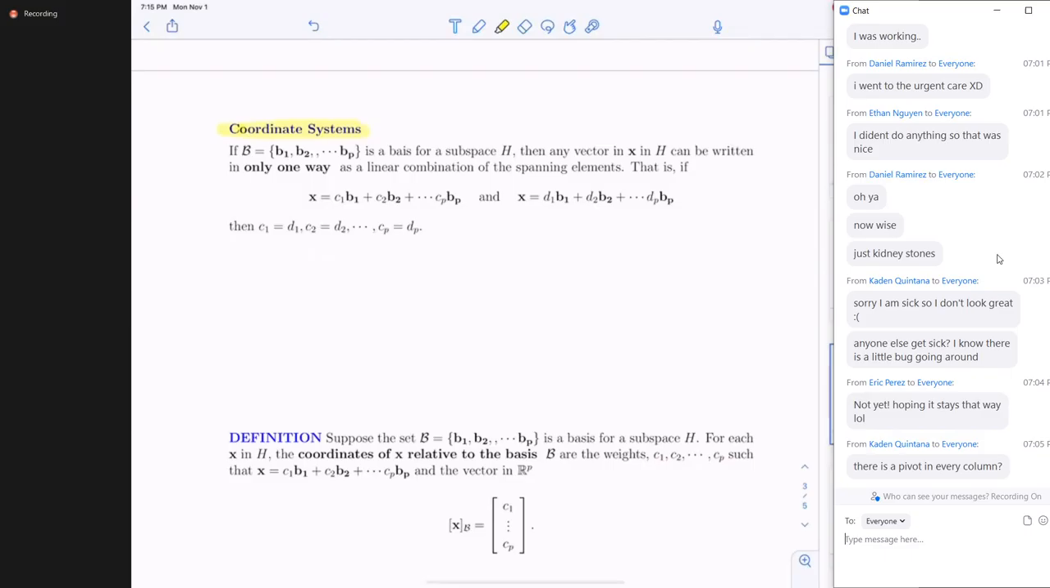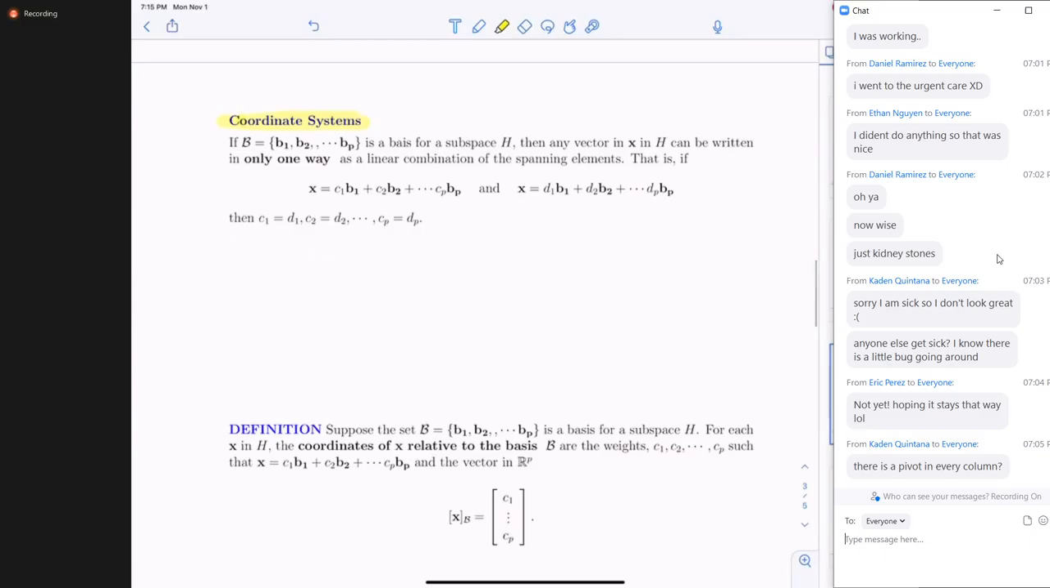If B1, B2. For a substrate H, then any vector. In a question?